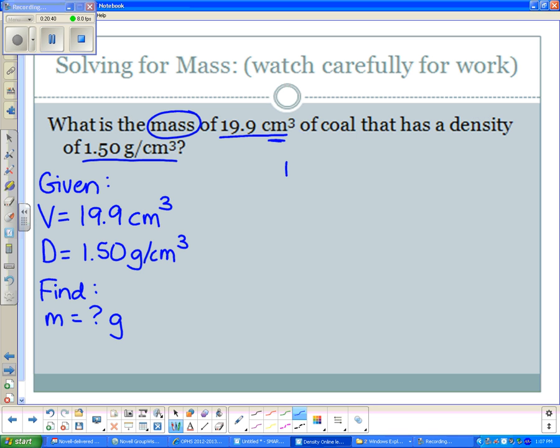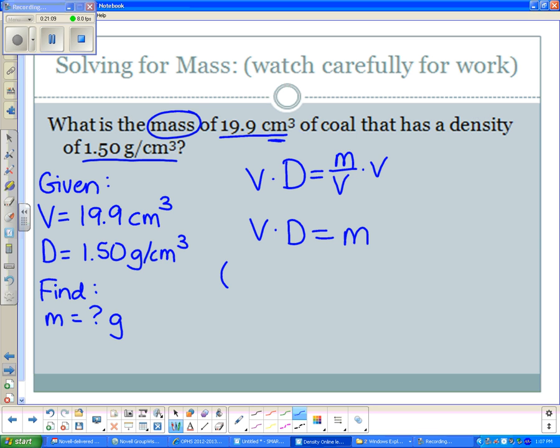Once again, always start with D equals M over V. This is the universally recognized formula. Once again, now we want to get rid of volume because we're solving for mass. We get rid of volume the same way we did before, multiply both sides by volume. And this time, pretty quickly, we are to the desired formula. Volume times density equals mass.